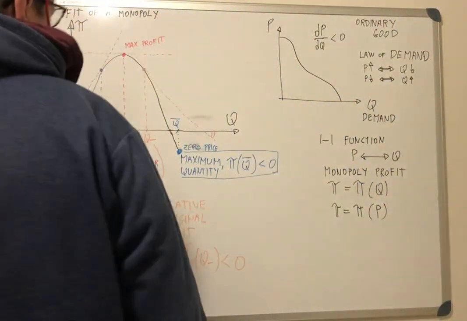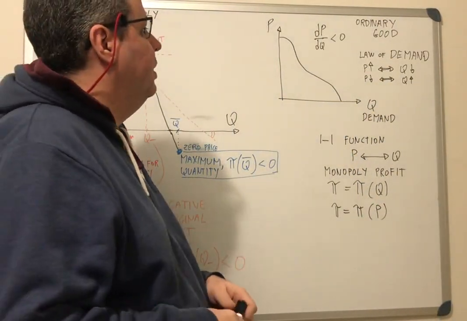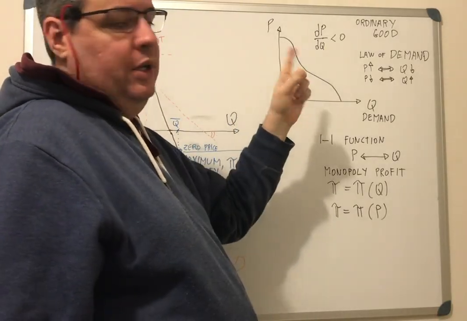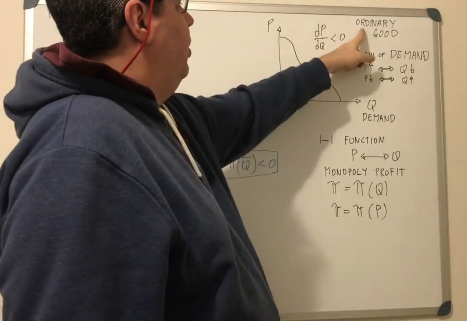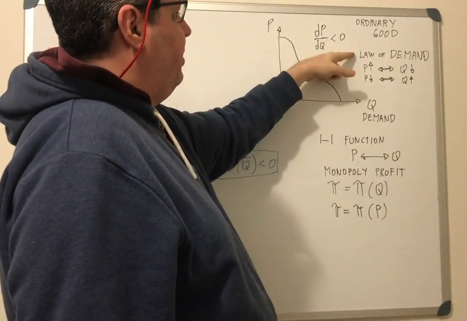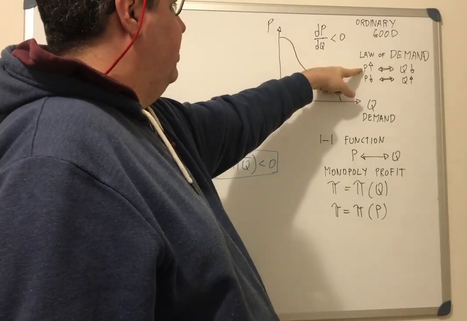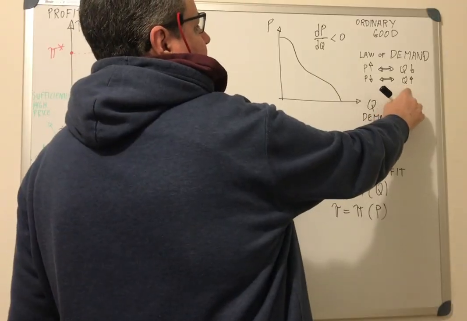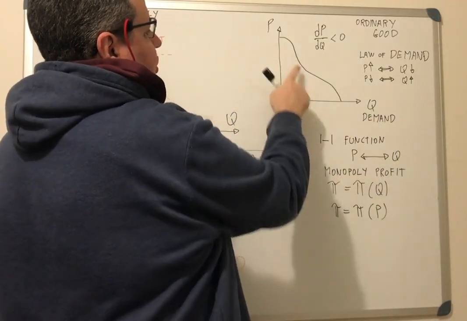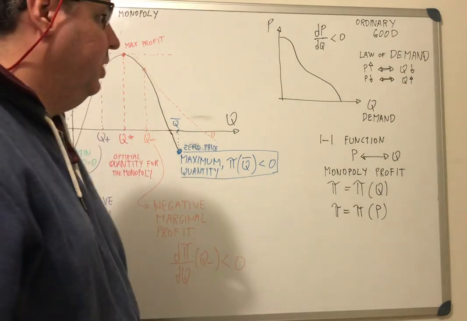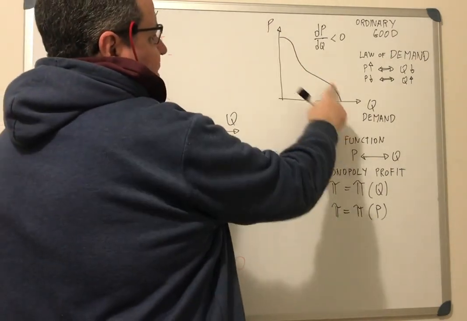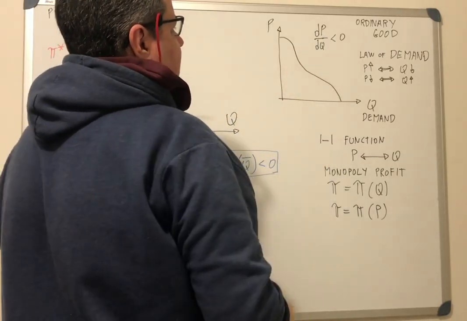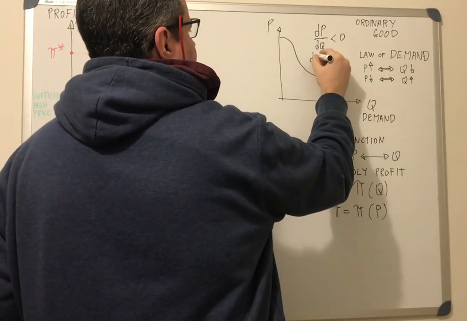Hello, we are going to talk about a monopoly today. So we are going to start with a single good, which is an ordinary good, which means it respects the law of demand. The price goes up, the aggregated demand goes down; the price goes down, the demand goes up, okay? So it's downward sloping. It doesn't need to be a straight line, but it's a downward sloping curve. The derivative of the price with respect to the quantity is negative, or the other way around.